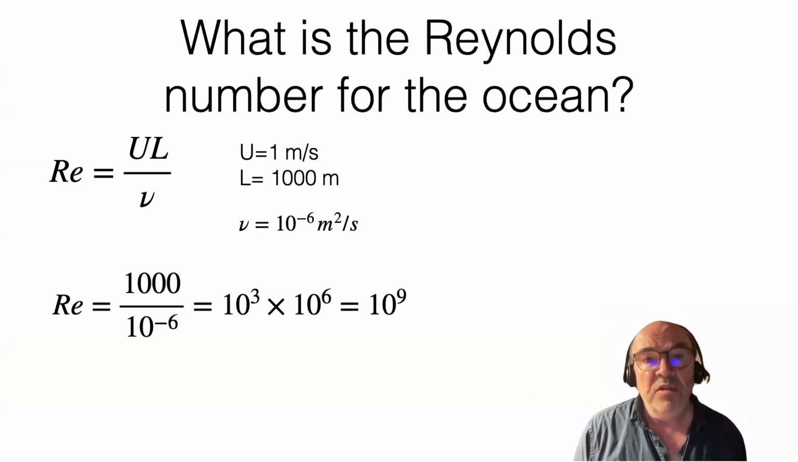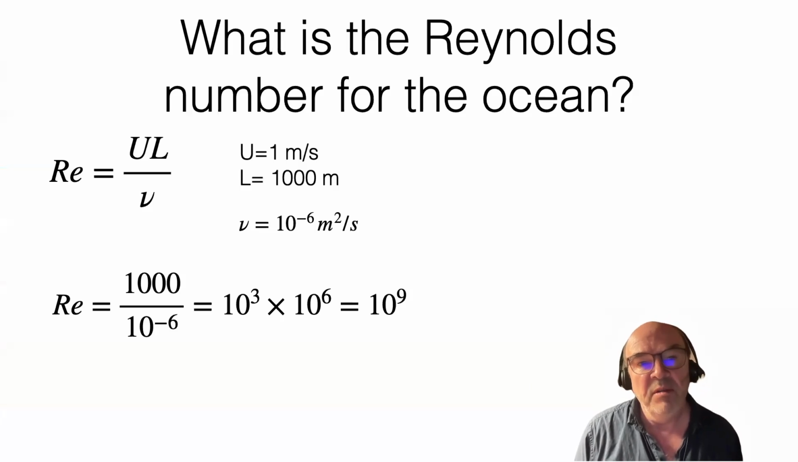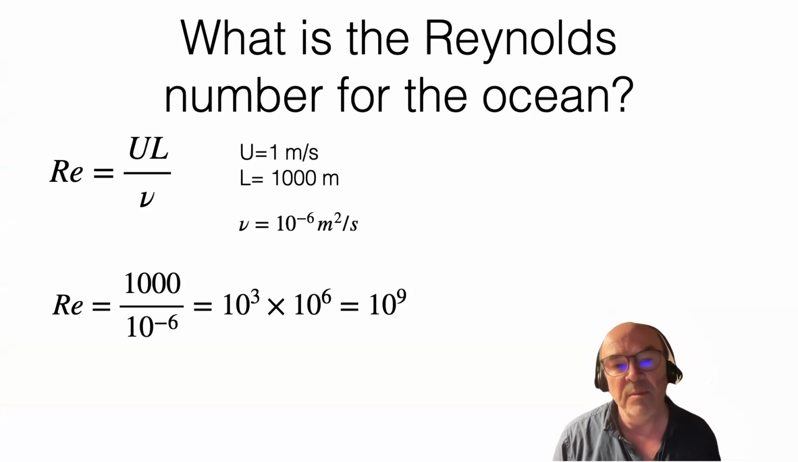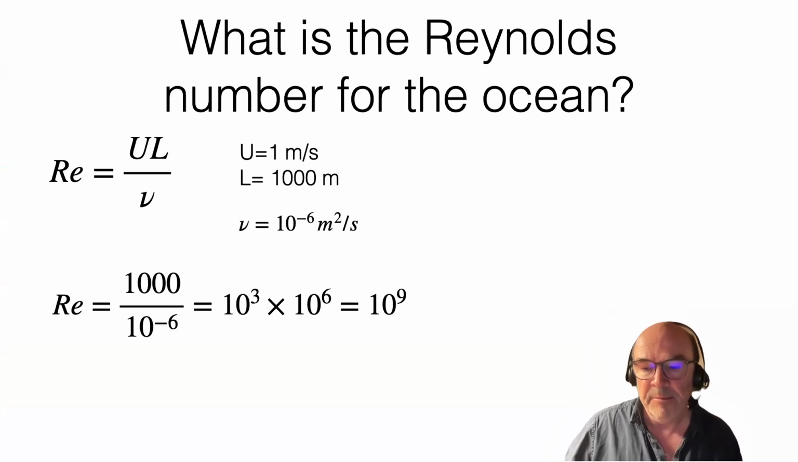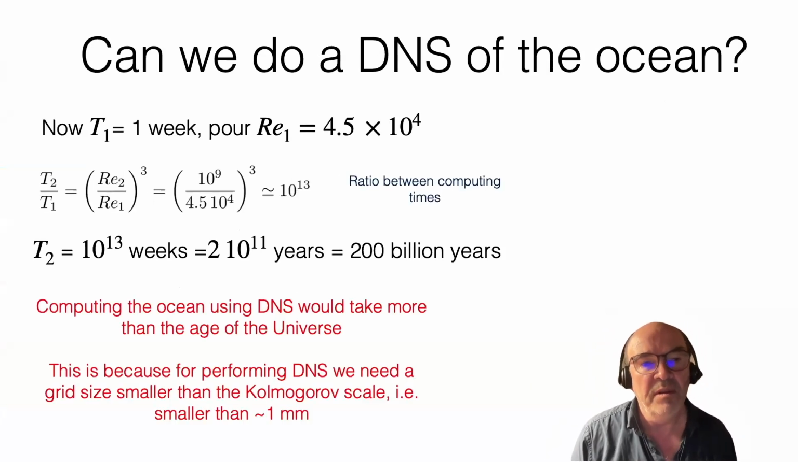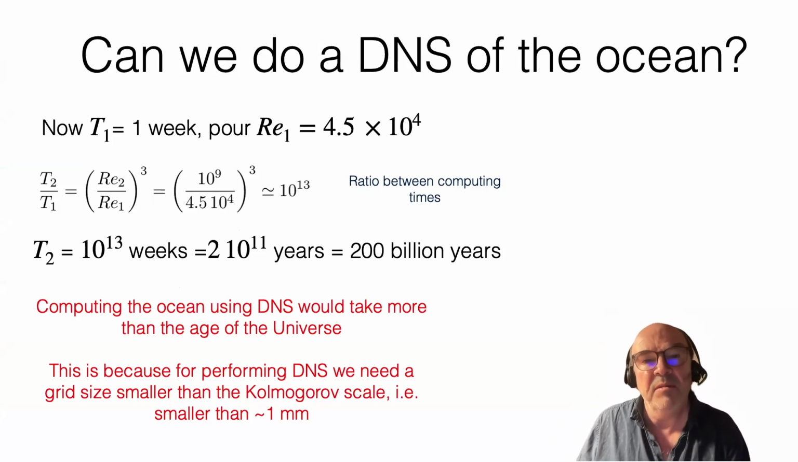So what is the Reynolds number for the ocean? If you consider a typical velocity of 1 meter per second, a typical size of 1,000 meters, and a viscosity of 10 to the minus 6, we obtain a Reynolds number of 10 to the 9. Here I show an example: with 1 week of computation, we reach a Reynolds number of 45,000.